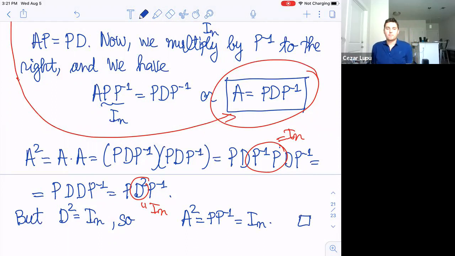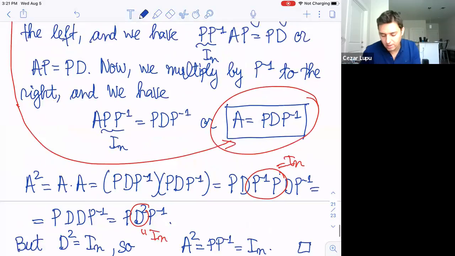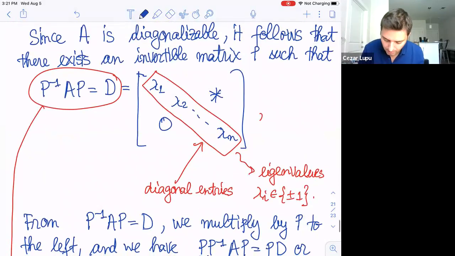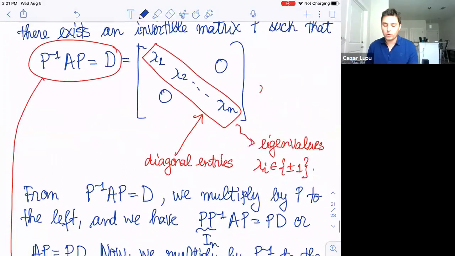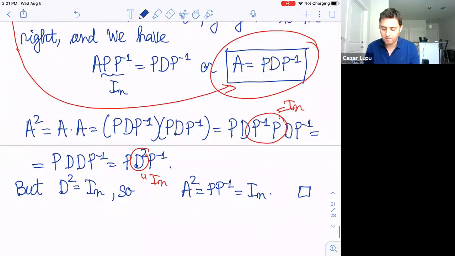Keep in mind that the diagonal entries are only negative 1, 1. When you square them, it will be just the identity, and that's the problem. Anyway, it's a little bit more involved.